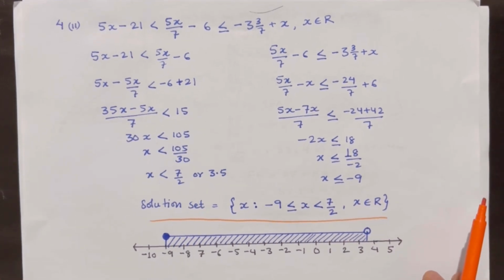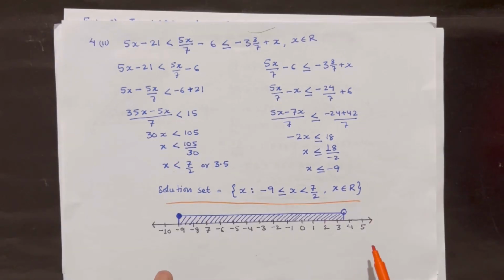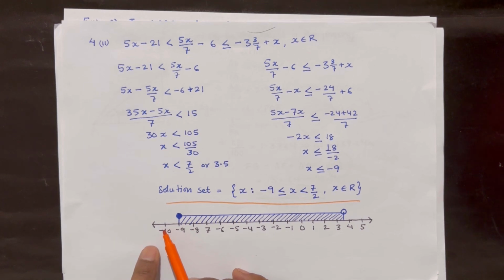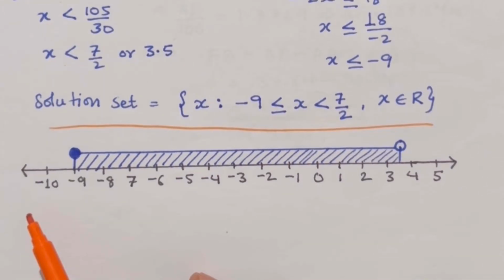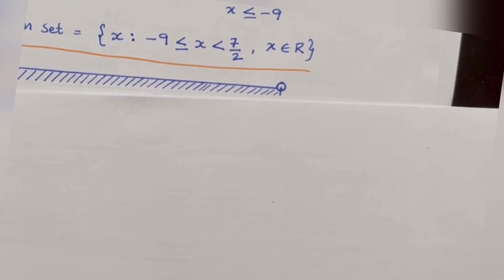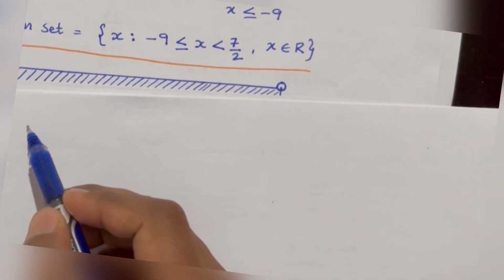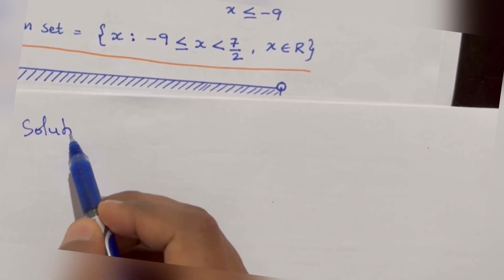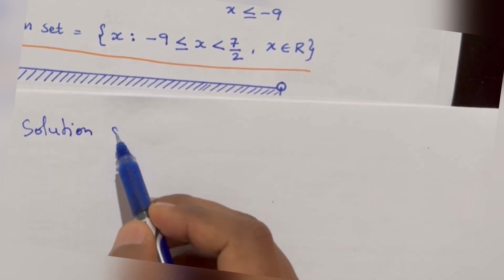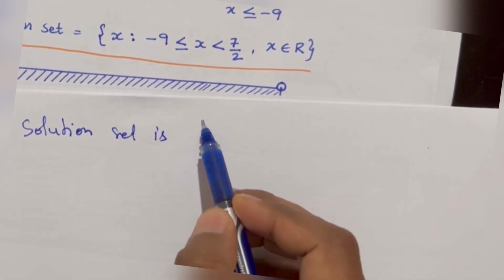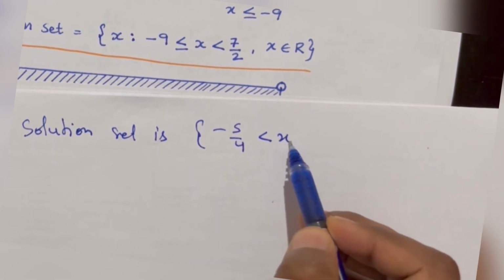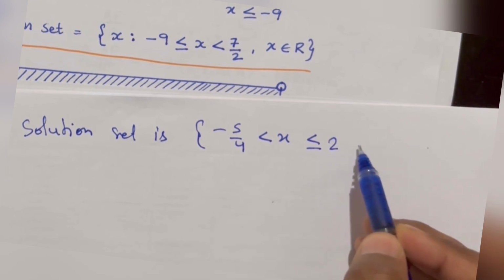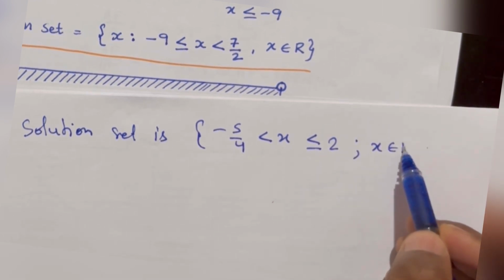While drawing the number line, there should always be one extra scale on both the left hand side as well as the right hand side. And also, if your solution set is like this, minus 5 by 4 x greater than or equal to 2, x belongs to real numbers.